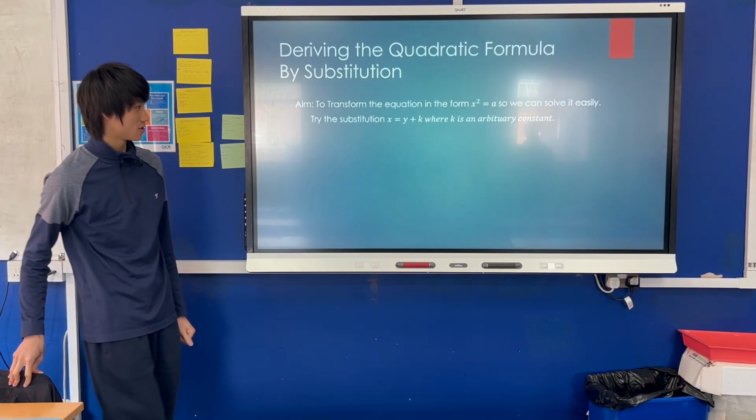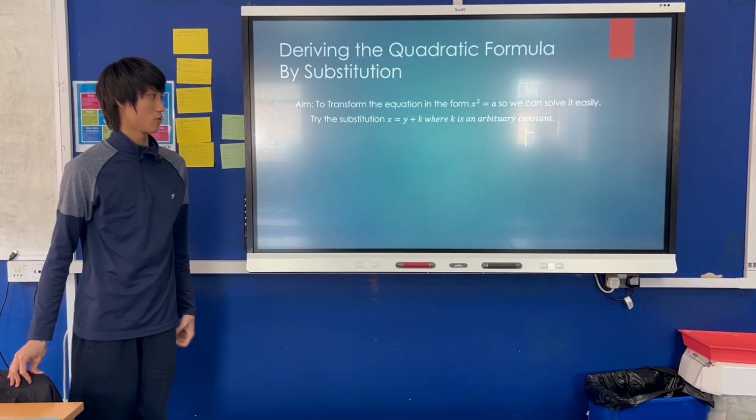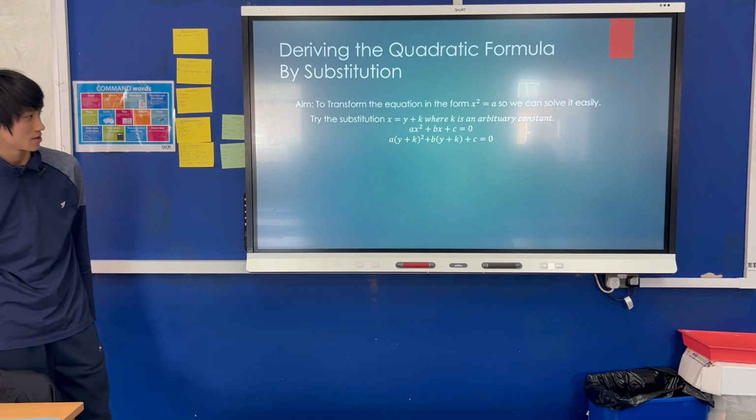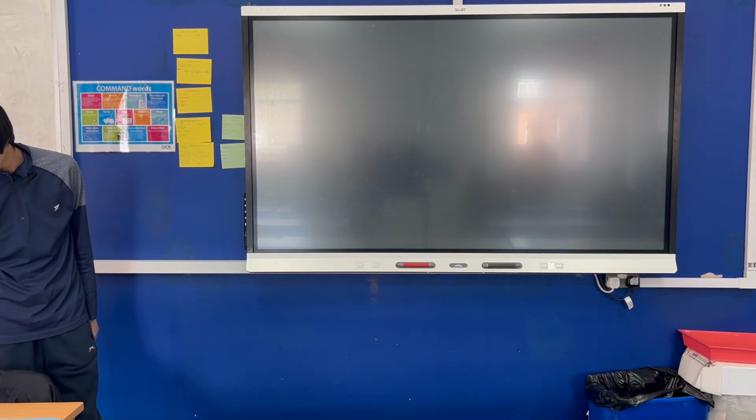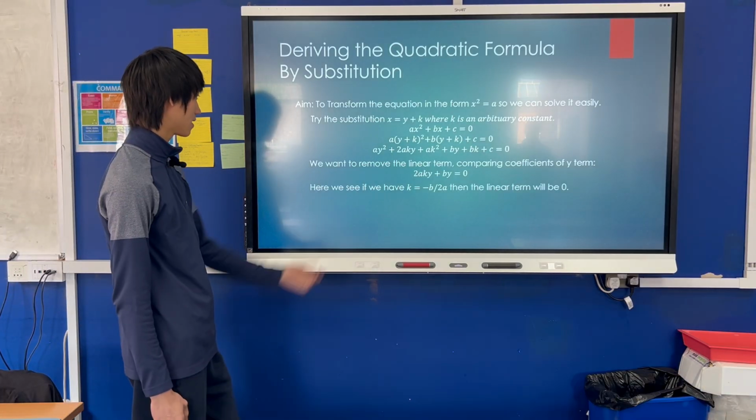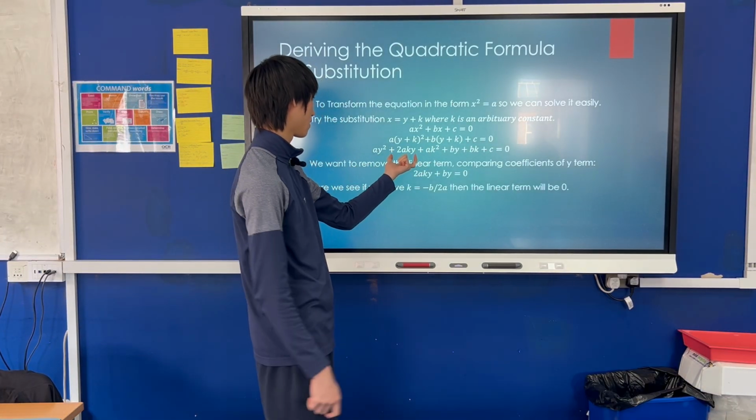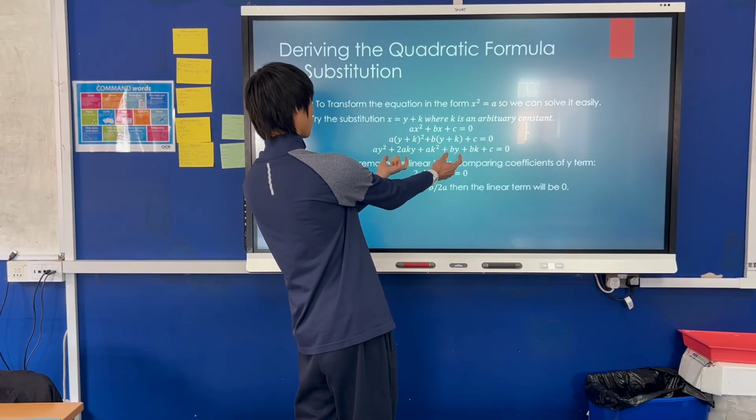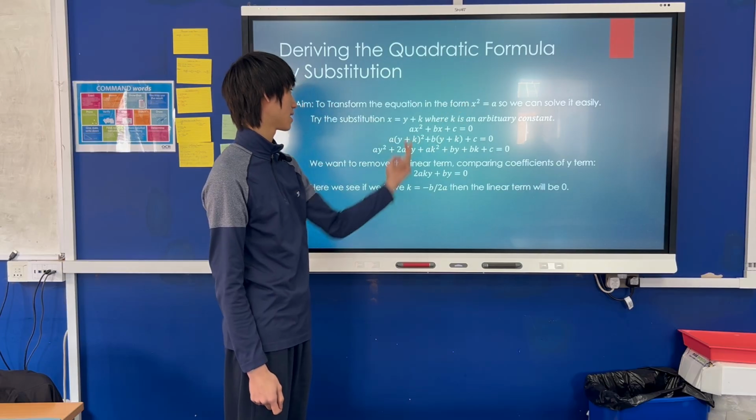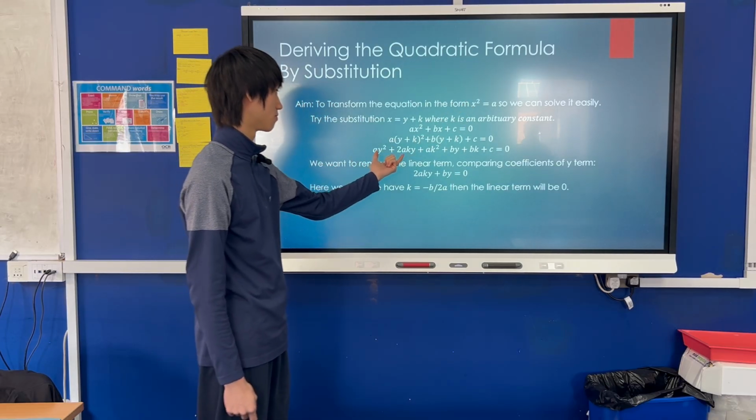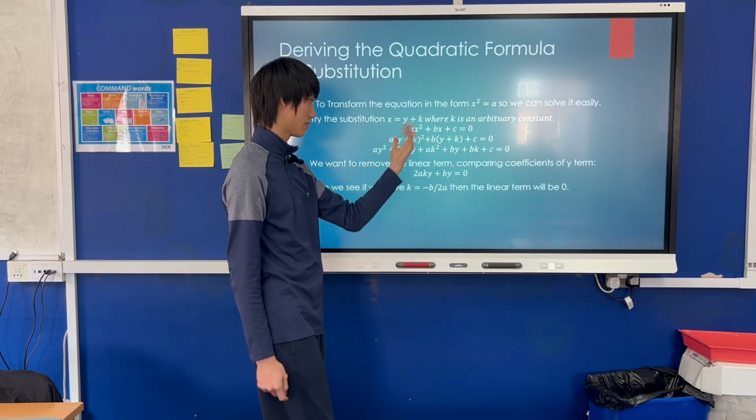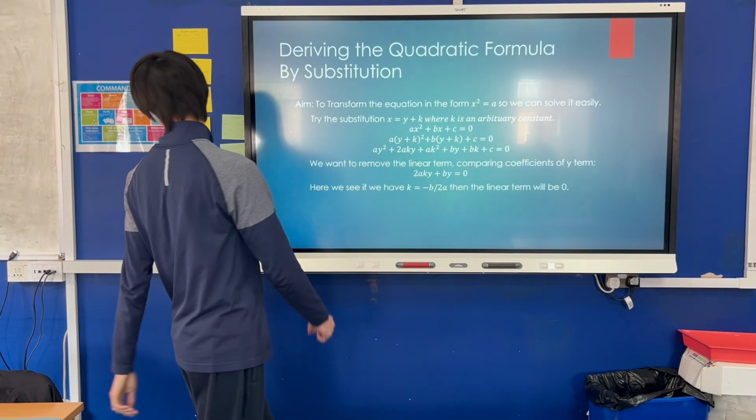Let's try this substitution: x equals y plus k, where k is an arbitrary constant. When we plug it into our ax squared plus bx plus c, we expand everything out, and we get this term. We have the 2aky and the by term over here. We want to remove the linear term in y, because we want to make it only the quadratic term, so then we can make it really easy.